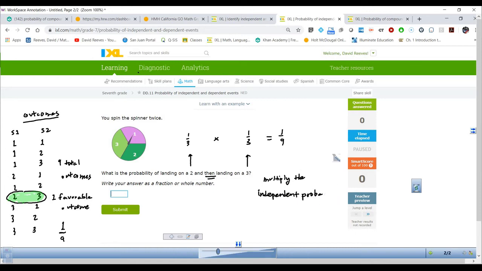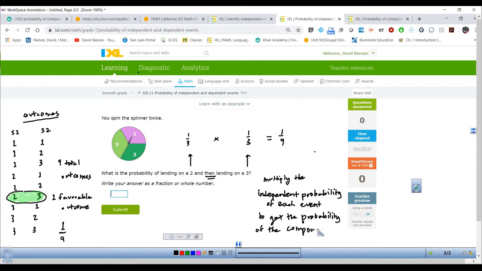I spelled it wrong again. Probability of each event. Multiply the probability of each event to get the probability of the compound event. And that, ladies and gentlemen, is what we are trying to find.